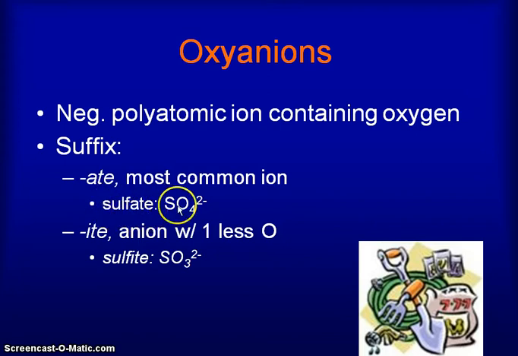So sulfate is SO4 with a 2- charge. Sulfite is going to be the ion with one less oxygen than the most common one. So this one would be SO3 with a 2- charge. Nitrate is NO3 with a 1- charge. The nitrite ion then would be NO2 with a 1- charge. So the ITE ending always has one less oxygen than the ATE ending.